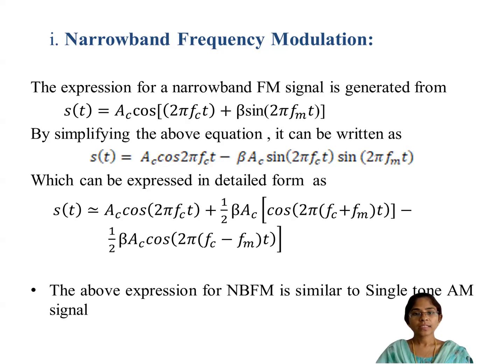So S of t is equal to AC cos 2 pi fct minus beta AC into sine 2 pi fct sine 2 pi fmt. Again, you need to expand the sin A sin B formula. After expanding, this is the resulting expression: S of t is equal to AC cos 2 pi fct plus beta AC by 2 into cos of 2 pi (fc plus fm)t minus cos of 2 pi (fc minus fm)t. How do you expand sin A sin B? 2 sin A sin B means cos of A minus B minus cos of A plus B.